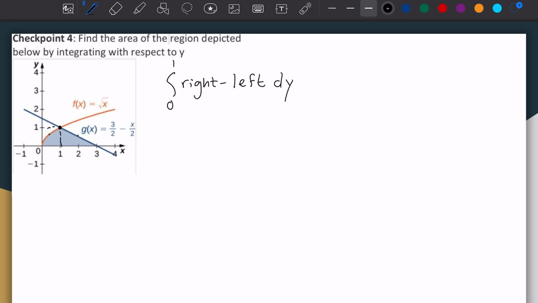As well, it is in dy, so that means we are going to have to change around the values from being y equals x. It's going to have to be x equals y, since we're doing it with respect to y.